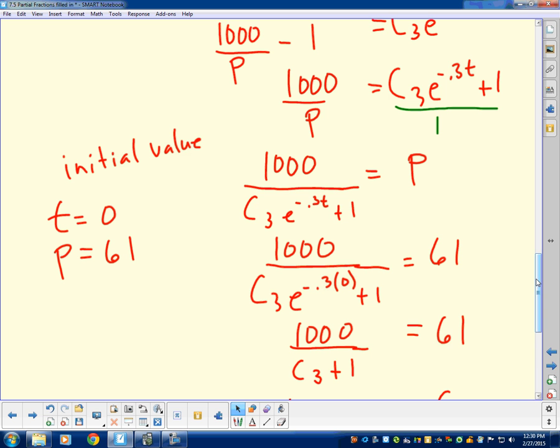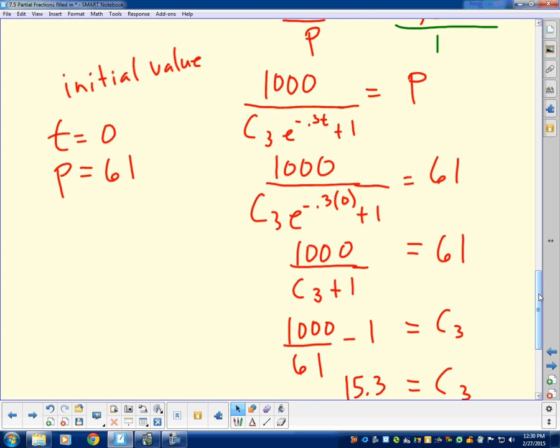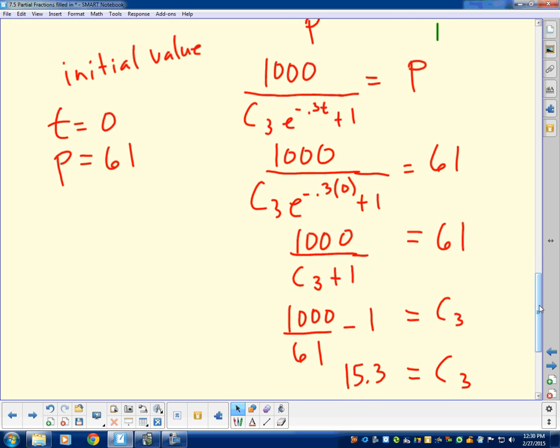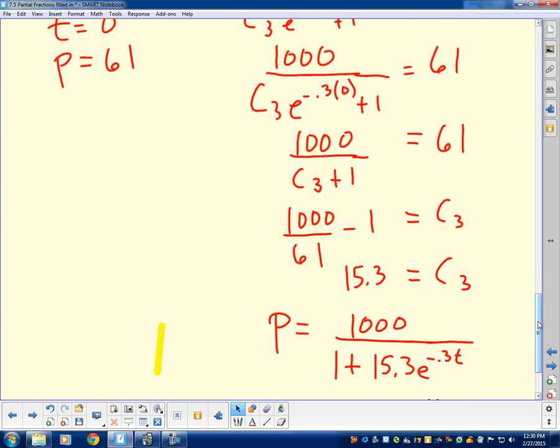So a little cross product property to get the c sub 3 up top. I would just swap the 61 with the c sub 3 plus 1, and then subtract the 1 over, and you should get 15.3 for your c sub 3. And so our equation here is P equals 1,000 over 1 plus 15.3 e to the negative 0.3 t. And that is in the general form of the logistic equation.